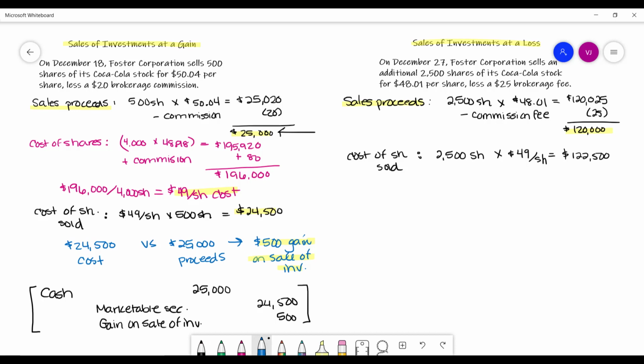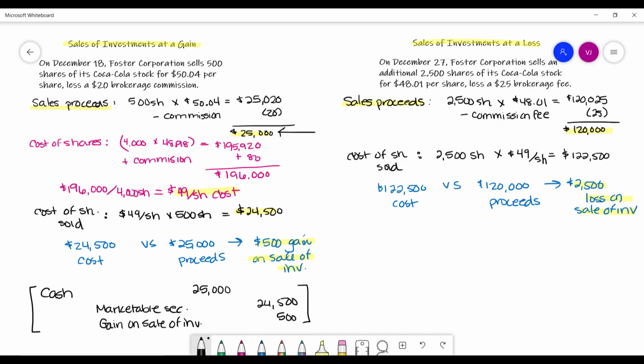So we want to compare the cost. The cost here was $122,500. Compare that to the proceeds, and the proceeds are only $120,000. So if I paid $122,500 for something, but I only get $120,000 for it when I sell it, that is a loss. That is exactly a $2,500 loss on sale of investment.